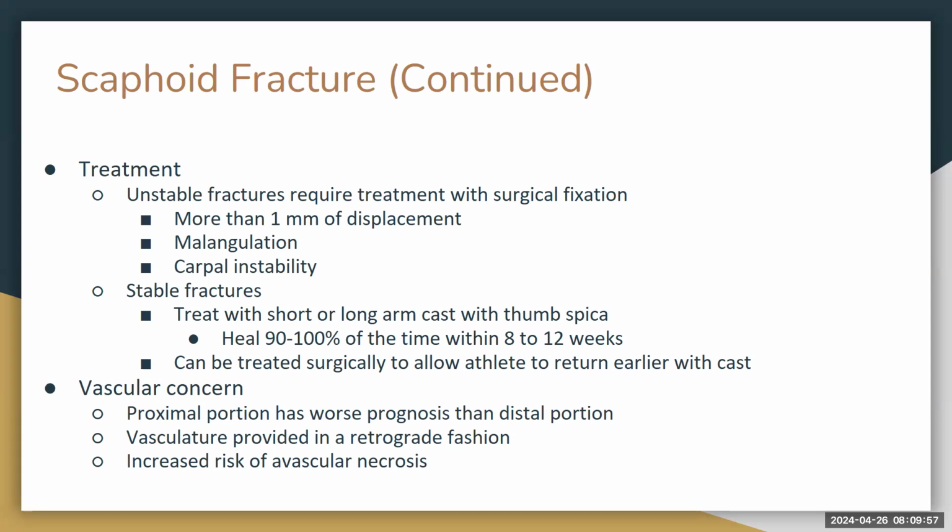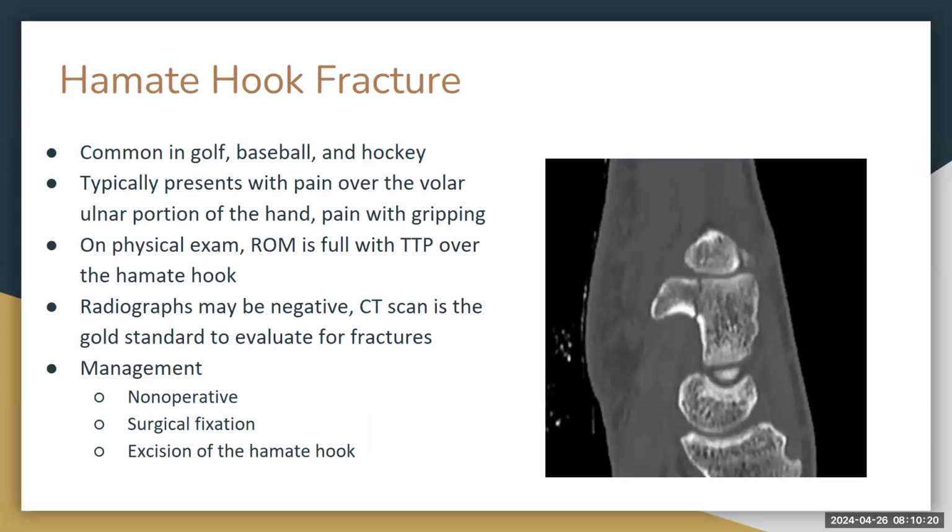The vascular concerns, this is the big reason why we take these so seriously. The proximal portion has a worse prognosis if it has a fracture than the distal. This is because of the retrograde vasculature. It goes from distal to proximal, so a proximal fracture has an increased risk of avascular necrosis. Why we take these so seriously.